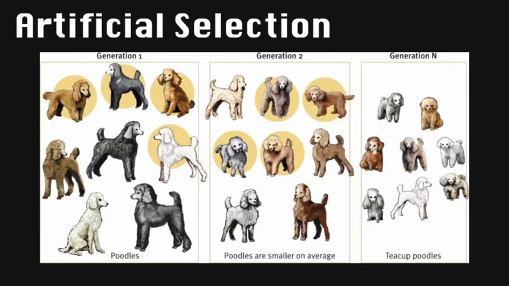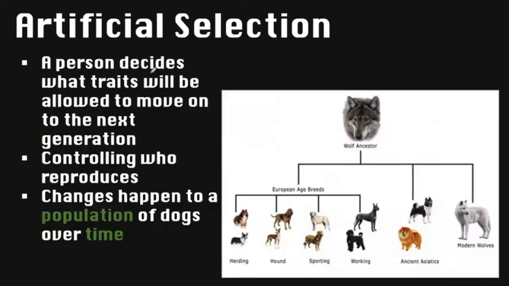This dog did not all of a sudden get smaller and evolve into a teacup poodle. Instead, evolution is something which takes place in a population, just like this is a population of dogs, but it takes place in a population over time, over many generations.